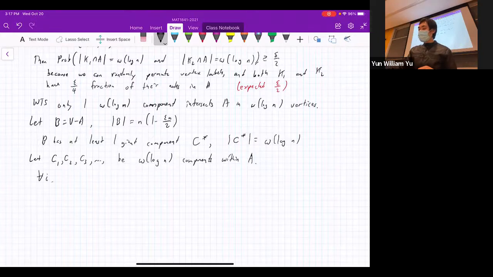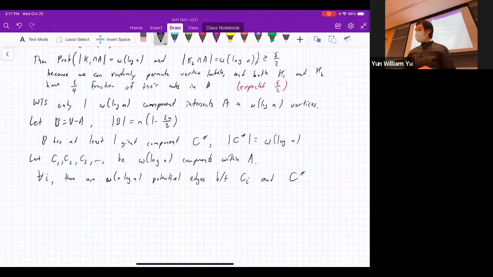Well, then we know that for all i, there are omega n log n potential edges. Well, that's an omega layer. Potential edges between Ci and C star. This is just because we have this giant component, and we're asking, given that we have this giant component in B and all these small components in A, what's the chance that there's an intersection between the small component in A and this big component in B?